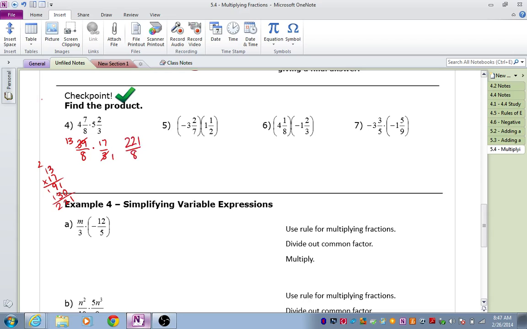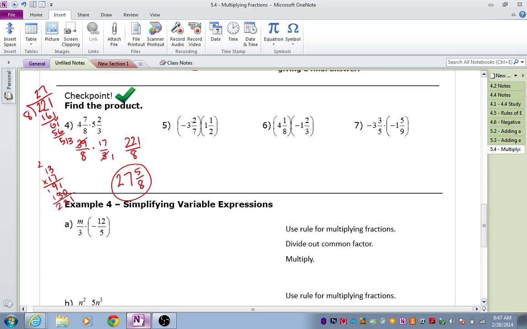Let's see. Need some more room. 221 divided by 8. 8 goes into 22 twice. It's 16. That goes in there 7 times. So 27 and 5/8.